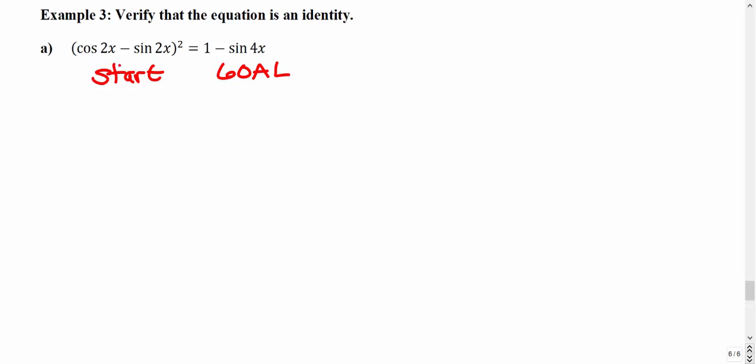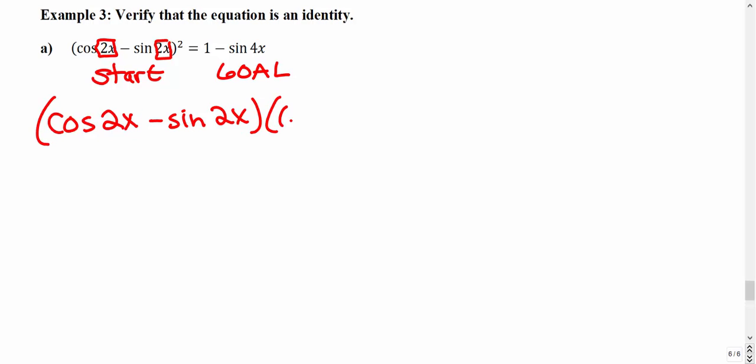So here we can take this and square it. One thing to keep in mind is that 2x is the input angle for cosine and for sine. They're the same angle, but they need to stay as the input and will not change as the input for those functions. So I'm going to write this out and square that binomial. I need to write it out twice and then we are going to FOIL.